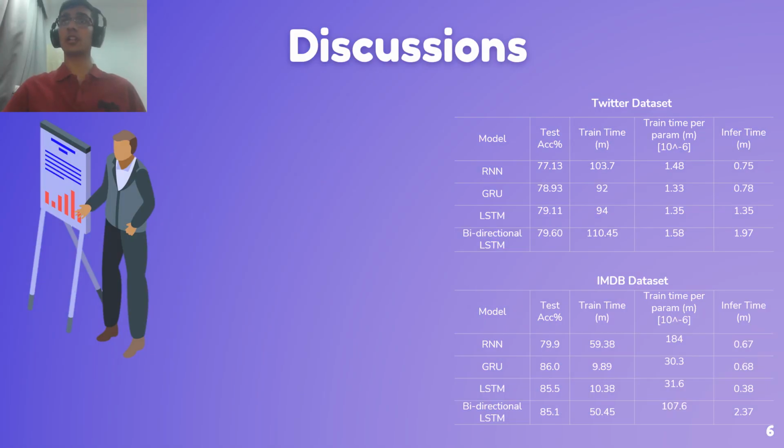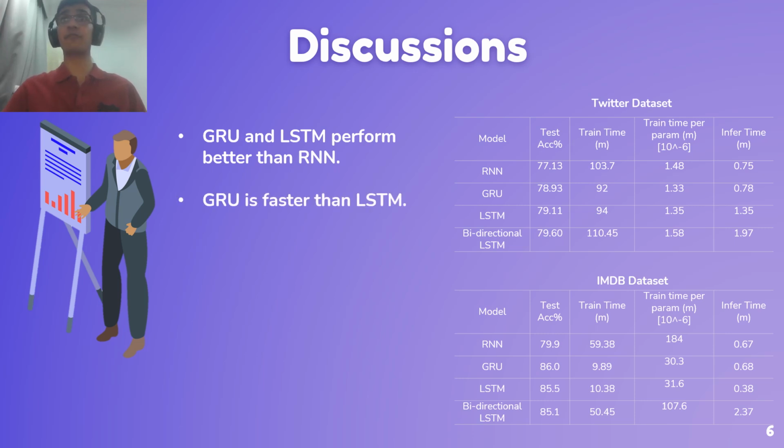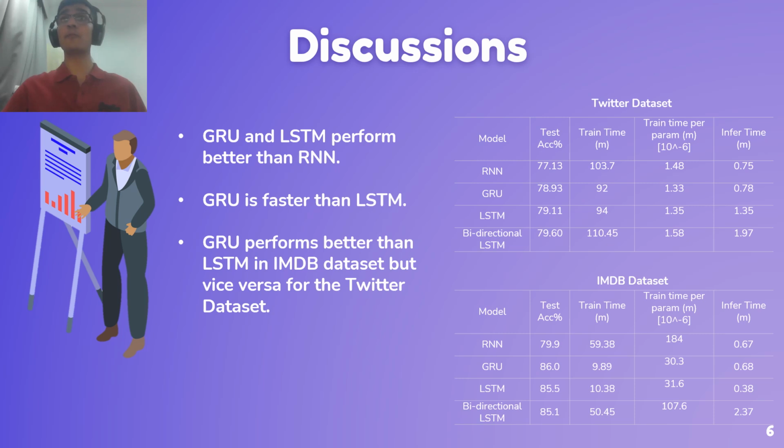Now, let's have a look at some of the key findings from our experiments. We can see that GRU and LSTM layers perform significantly better than RNN due to their ability to capture long-term dependencies. GRU performs a tad bit faster than LSTM, which is expected as LSTMs have a more complex operation with their four gates. GRU performs better than LSTM in the IMDb dataset, but vice versa in the Twitter dataset. This is due to the fact that LSTMs perform better when there is a huge number of data points due to its complex structure, while GRU performs more efficiently on smaller datasets.